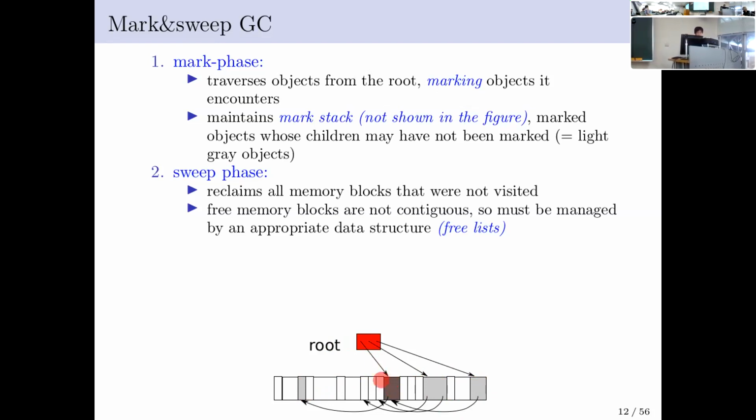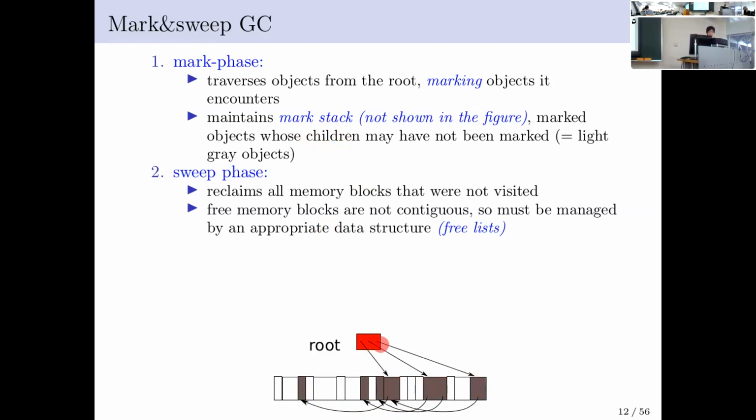One important distinction between the light gray and the dark gray is that the dark gray has already been examined. So the pointer from this object has already been examined, and you have already discovered that this object is reachable too. But by examining these objects, you may find further objects that are reachable. So these objects have to be somehow maintained, which is done by the mark stack.